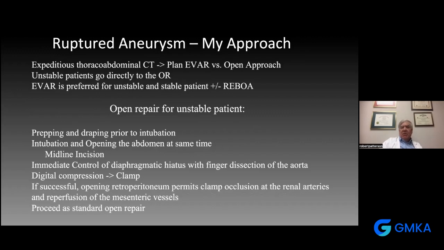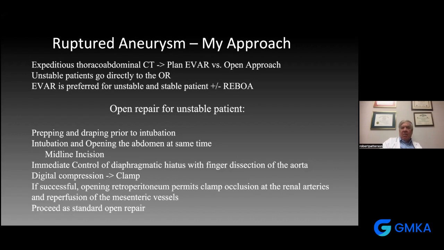Ruptured aneurysms, a thoracoabdominal CT will let you figure out whether it should be an EVAR or an open approach. If a patient's unstable, they can go directly to the operating room, and sometimes you can make this decision based on arteriography or do open repair as your standard for those patients, which is my preferred approach.